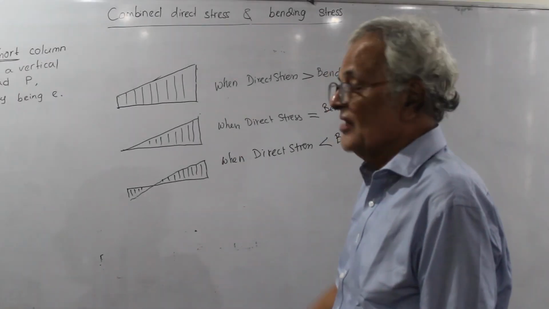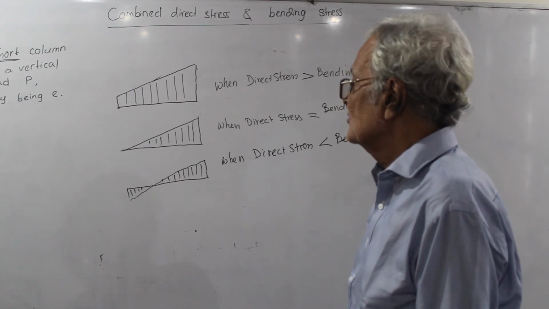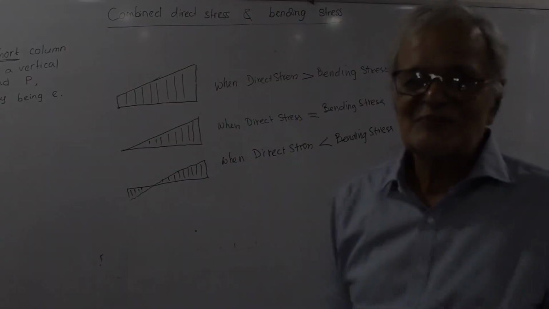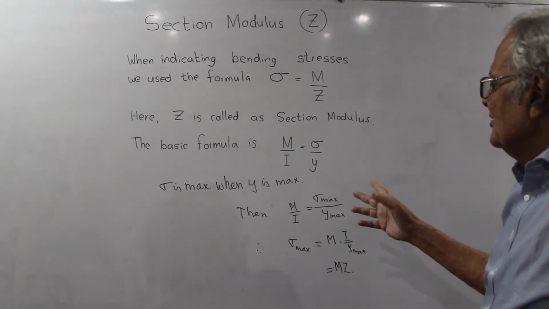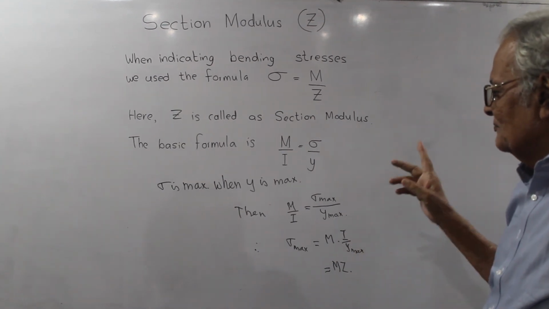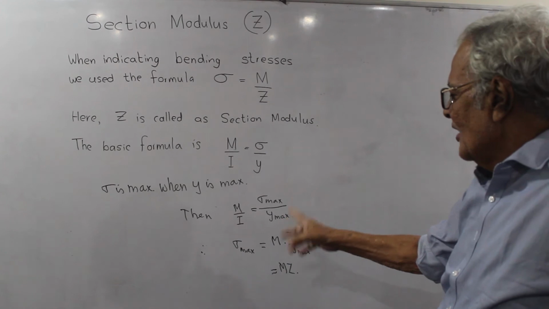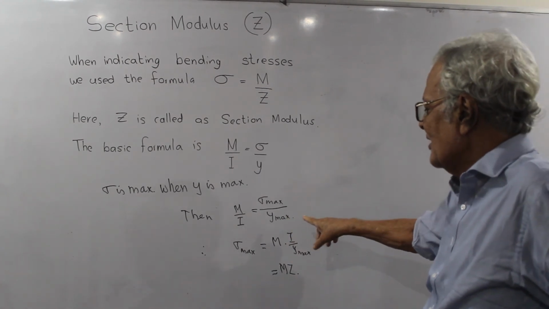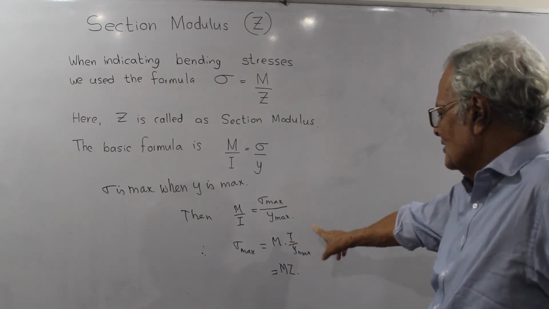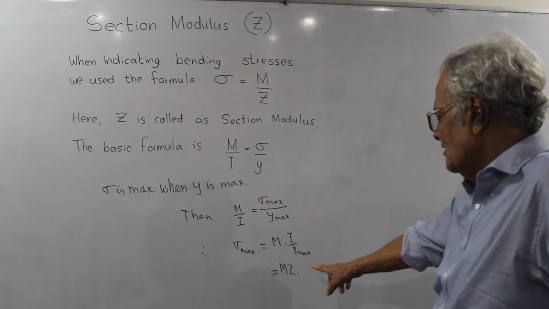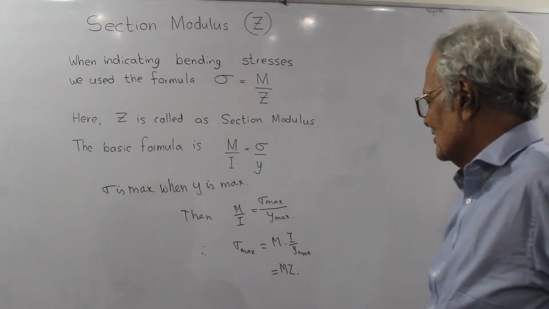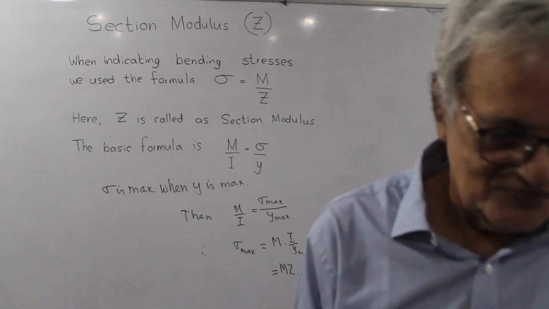The combined stress diagram can take one of three different forms as shown in the book. The basic formula is M over I equals sigma over y. Sigma is maximum when y is maximum. Then M over I equals sigma maximum over y maximum. Therefore, sigma maximum equals M y maximum over I equals M over Z. Therefore, Z equals I over y maximum.